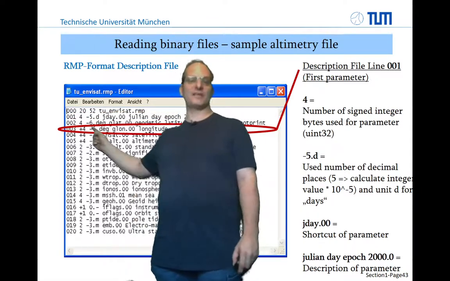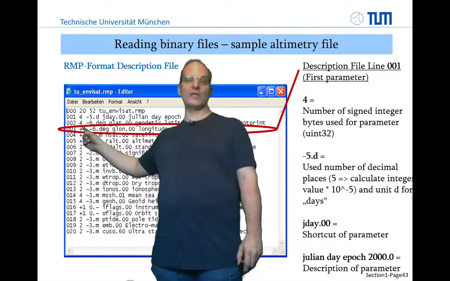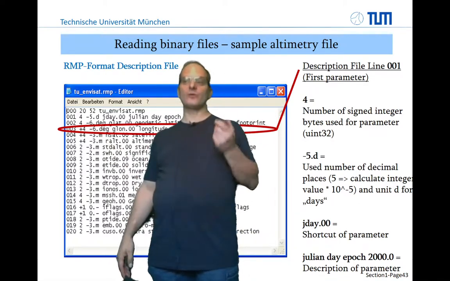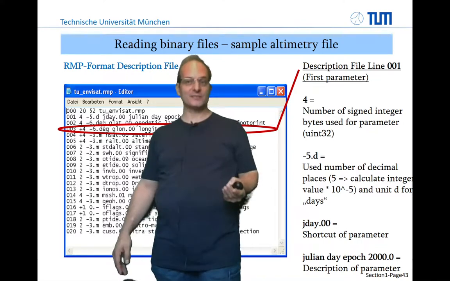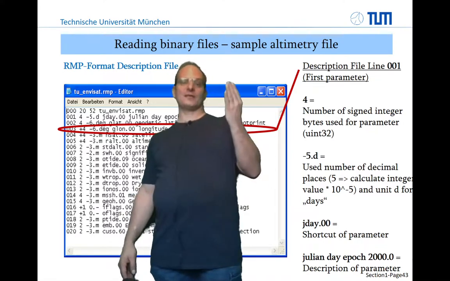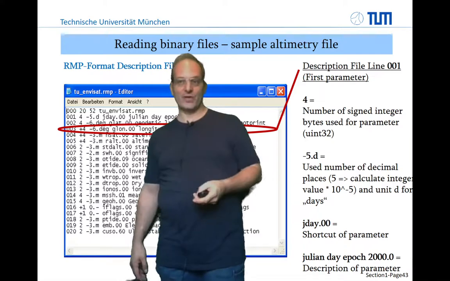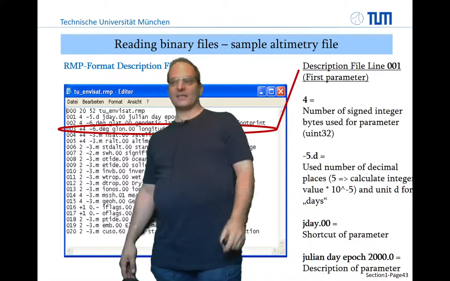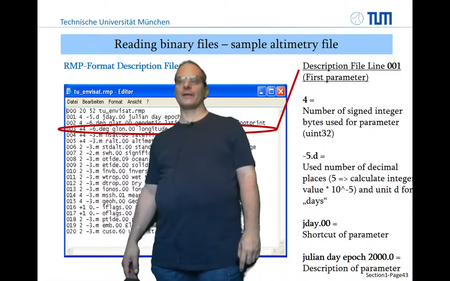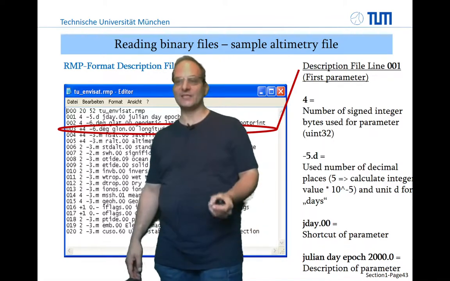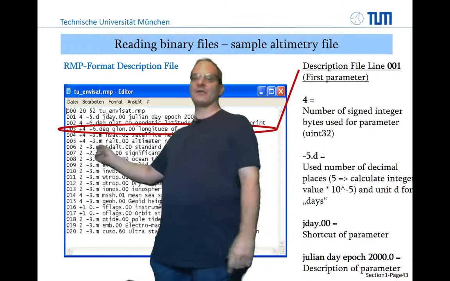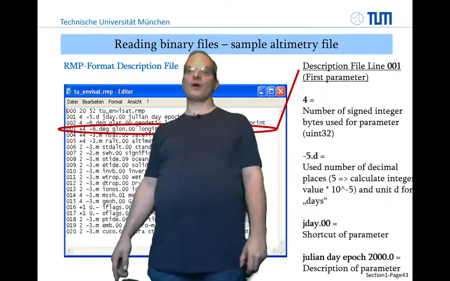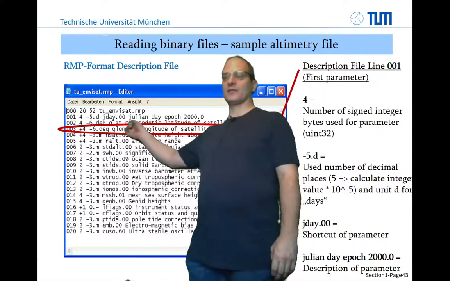For example, in this case, we have again 4 here, but with a plus now. So this means we have again 4 bytes, and these 4 bytes are just in the positive range. So there's a plus. It's an unsigned integer, and this unsigned integer must again be calculated with 10 to the power of minus 6. And it gives the degree.